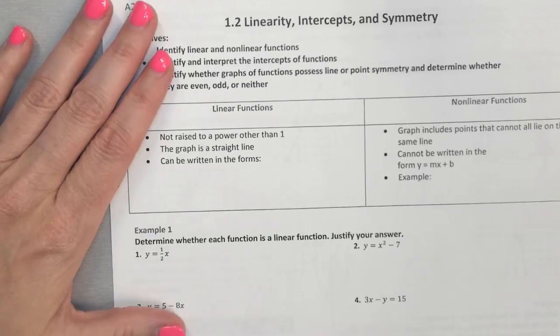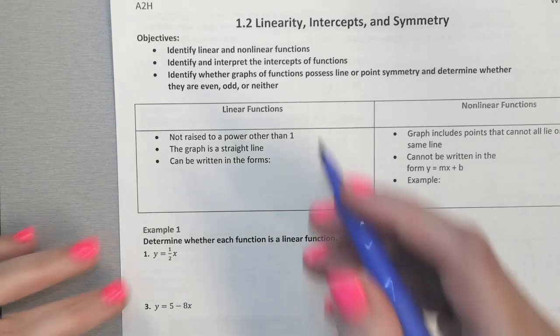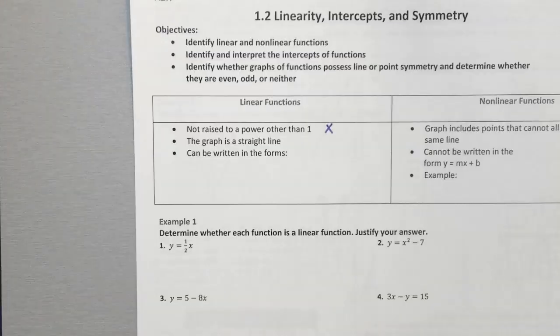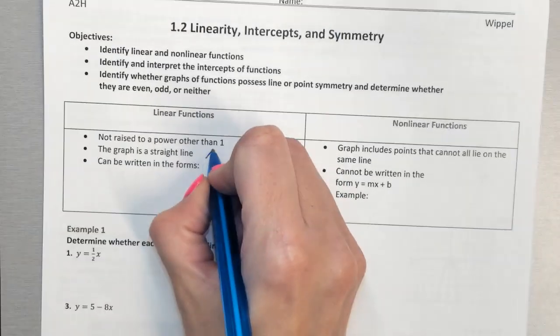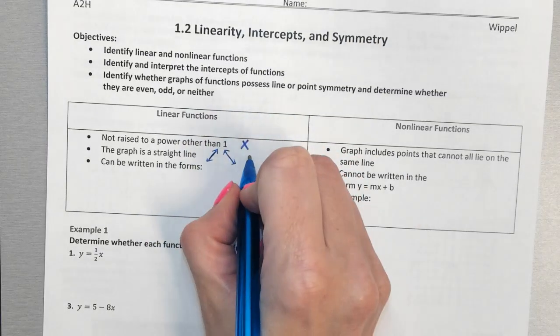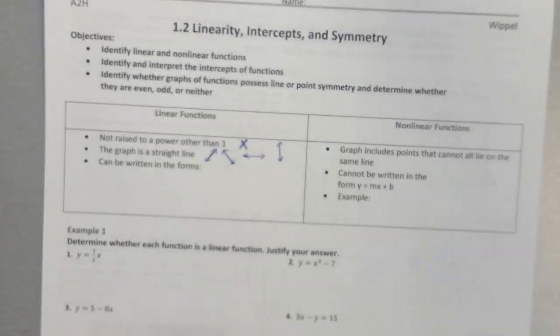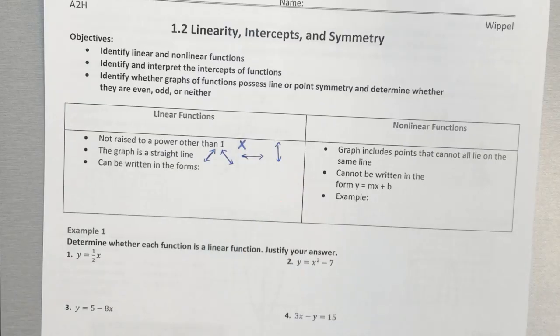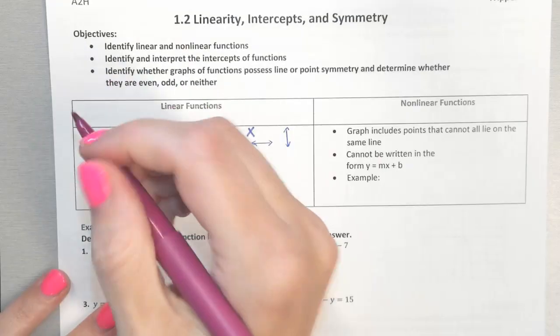When you are working with a linear function, it's not raised to a power other than 1. So you'll usually see x to the first power with that. Okay, and the graph is a straight line. Now, a straight line can go up from top to bottom if there's a positive slope, can go down from top to bottom if the slope is negative. You can have a horizontal line or a vertical line, right?